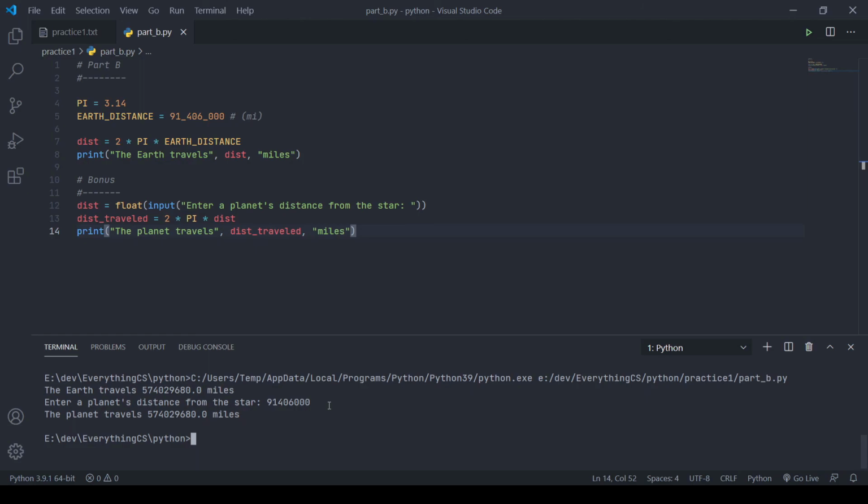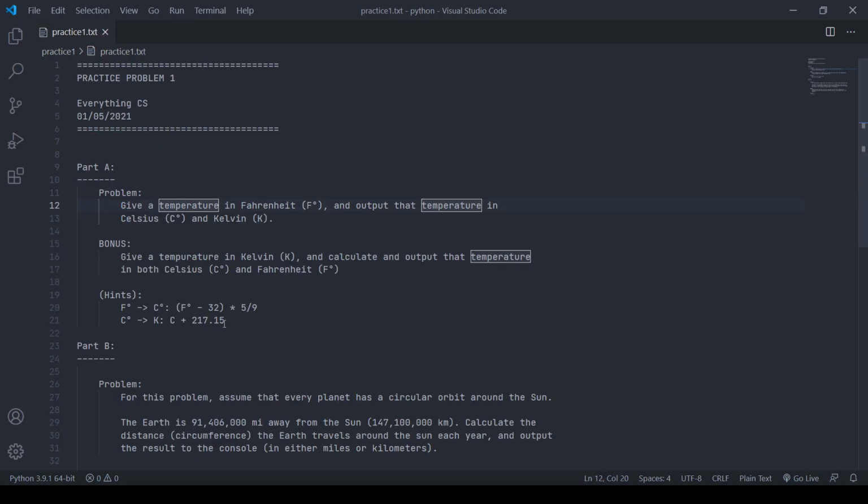So there you go, you have successfully calculated the distance that the Earth travels around the sun each year, or the distance that a random planet travels around the sun or a star each year. I hope you enjoyed this optional practice problem, and I hope that it helped you practice everything that you've learned with Python so far. We're going to get into more fundamental concepts of programming and computer science in these next few videos, and then you will have your next optional practice problem.